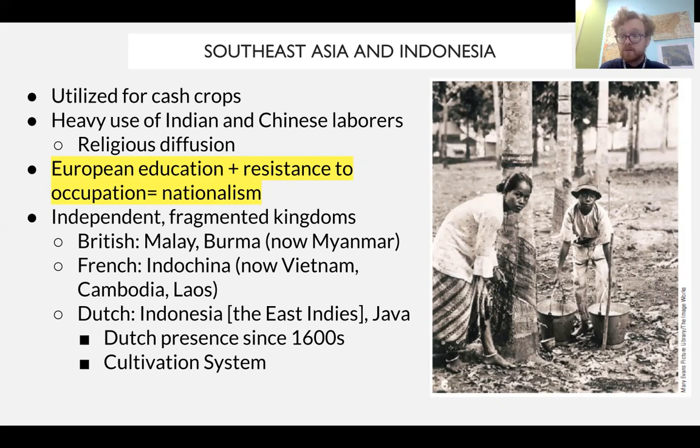Southeast Asia has rubber and spices. Rubber and spices. These are the two big things Europe wants out of Southeast Asia. So we are going to see colonization of Southeast Asia, mostly for these goods.